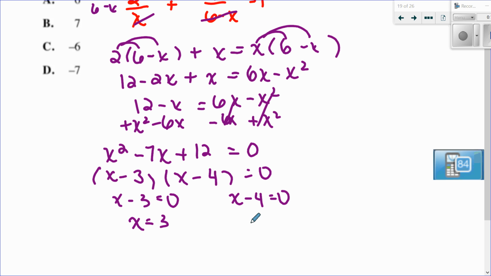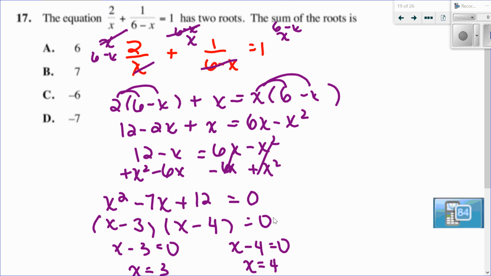Adding 4 to both sides, I get x equal to 4. And they want the sum of the answers. So 3 plus 4 adds to 7. So B would be my answer.